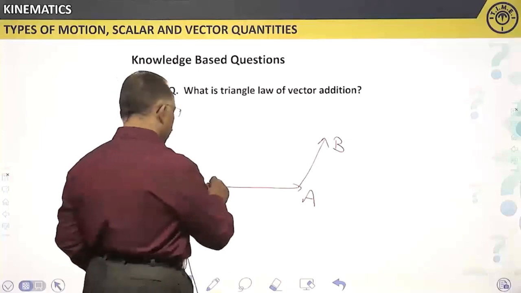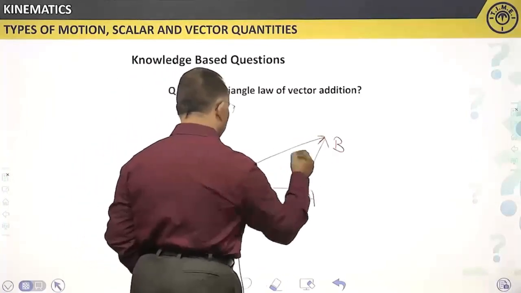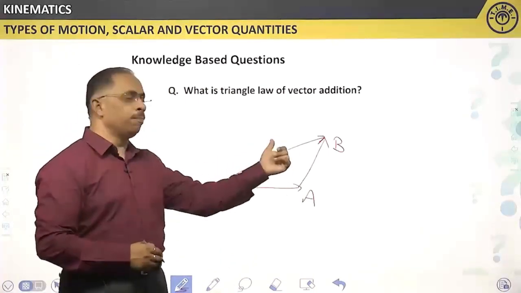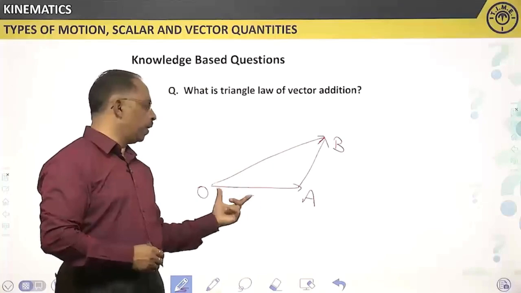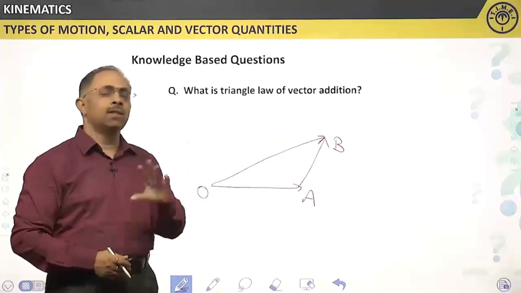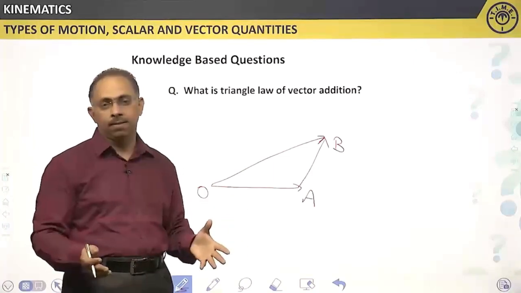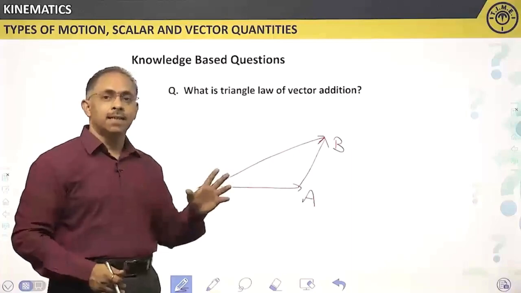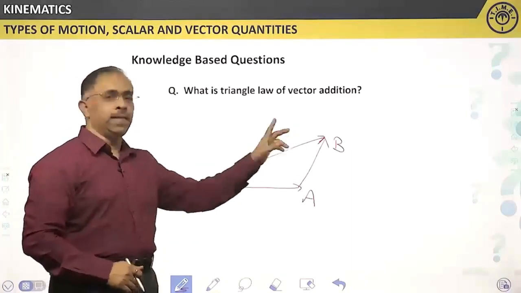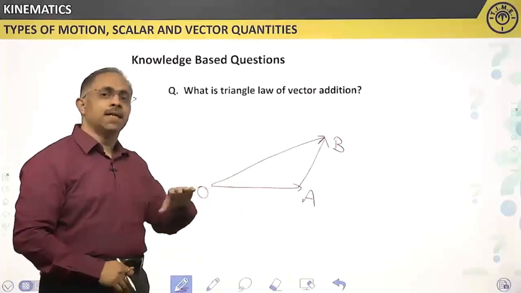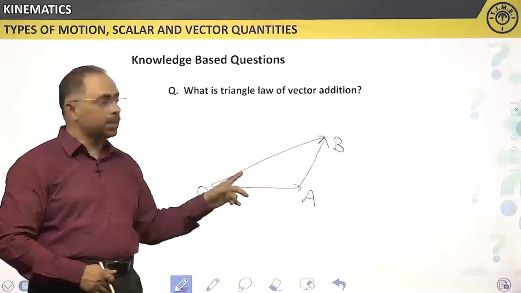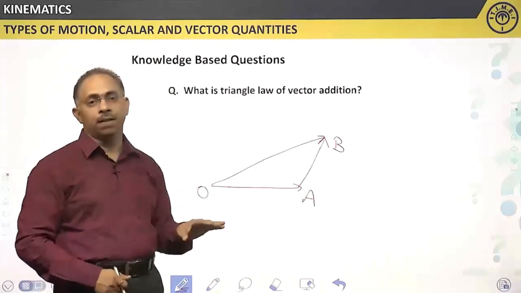So this is how we get it. It is not from B to A, it is from O to B. These two sides OA and AB represent two adjacent sides of a triangle taken in the same order. Then the resultant of these two, which is given by OB, is the third side of the triangle taken in the reverse order. This is the triangle law of vector addition.